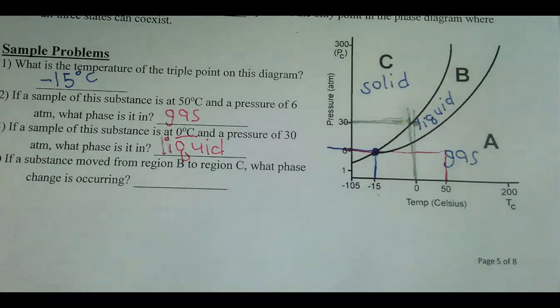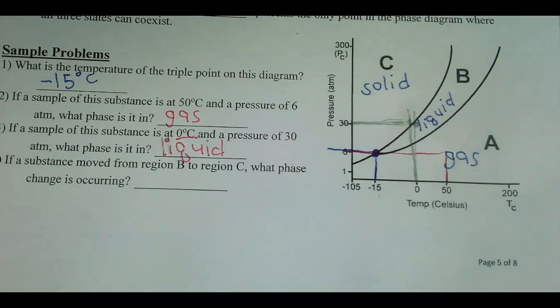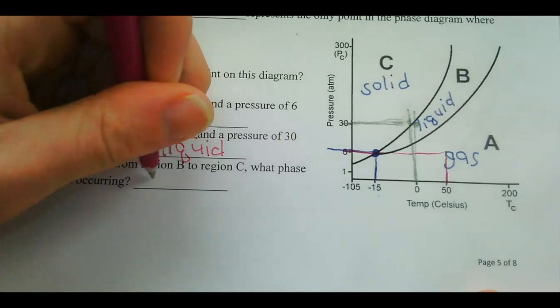Okay, so if a substance moved from region B to C, what phase change is occurring? So this is asking us to think about what happens when you go from a liquid, and think about water if it helps you. What happens when water goes from a liquid to a solid? It becomes ice. It does that by going through the process of freezing.